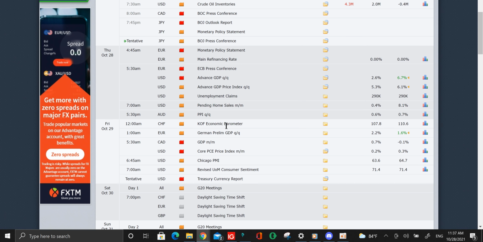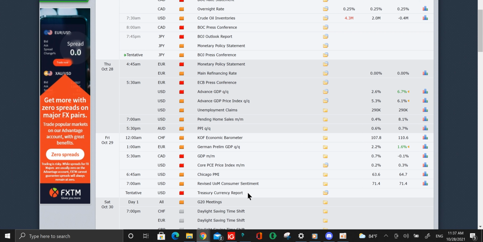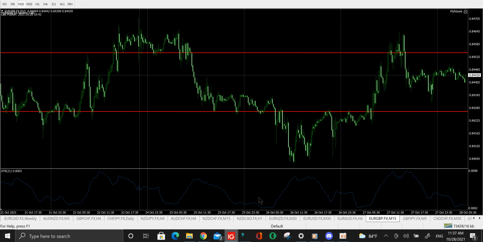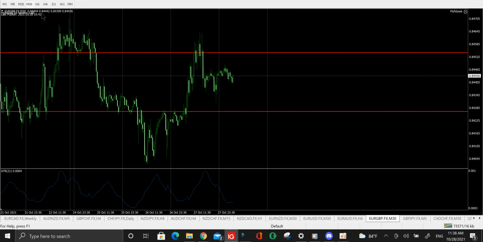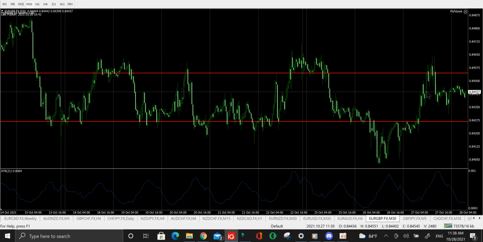But until then, I don't really see any reason to trade this right now if you are currently trading with the trend. We're just going to leave it alone, and maybe we'll see this go into another straight horizontal line for the day. We'll follow up with that pair as well.